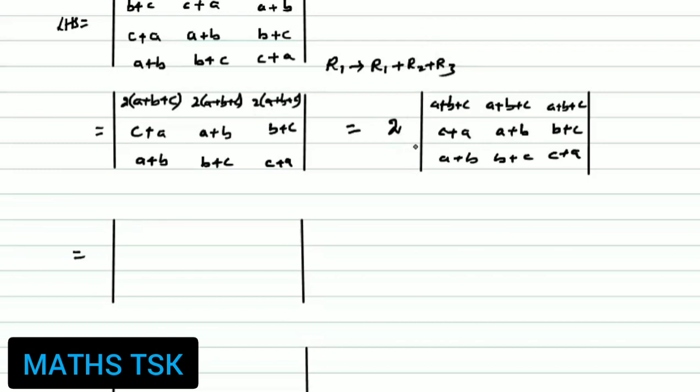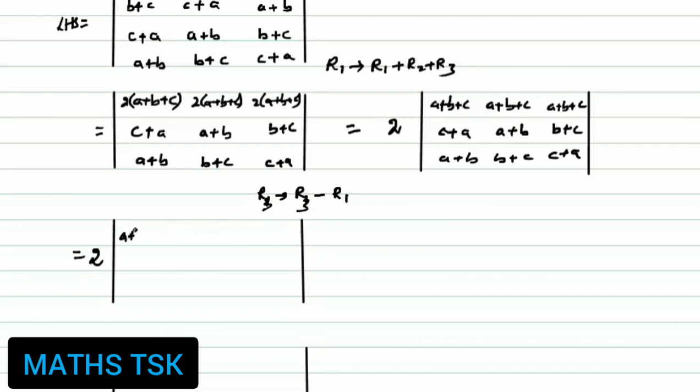Since we have to prove that the determinant of a, b, c, b, c, a, c, a, b, I haven't taken a plus b plus c as common. So this is 2 into. What if I write R1 tends to R1 minus, or else R3 tends to R3 minus R1. Right, R3 tends to R3 minus R1.